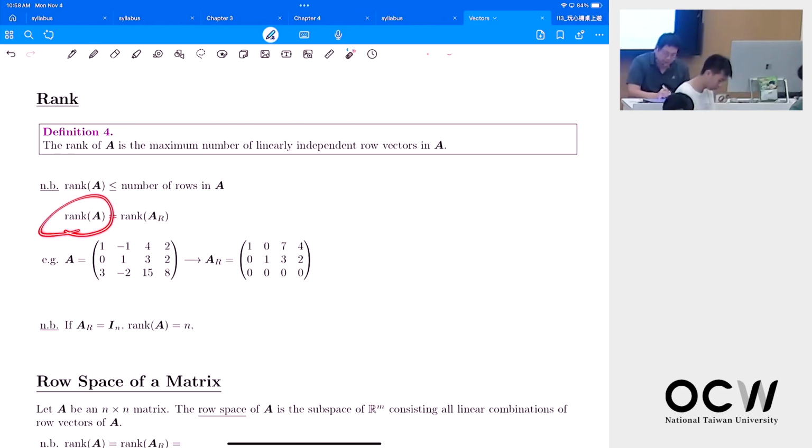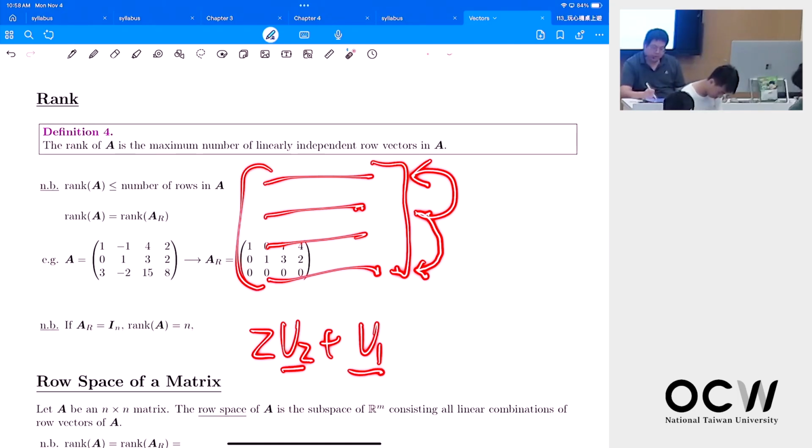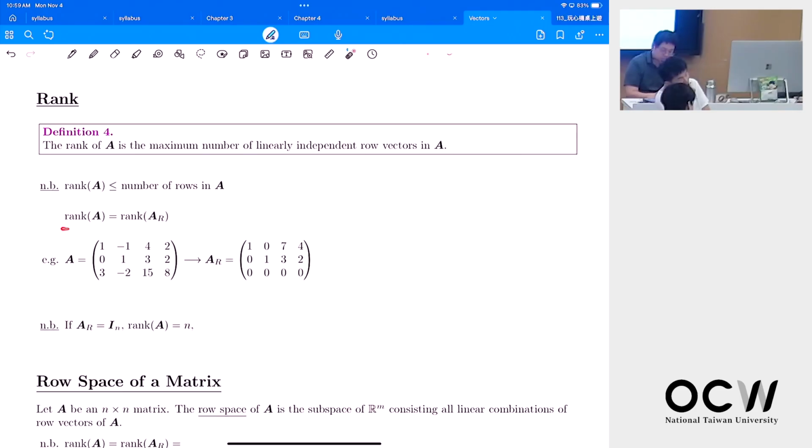And we said that the rank of A will be equal to the rank of the reduced matrix, because for the reduced matrix, they are doing the elementary row operations. When they do row operations, it is just like doing the linear combination, right? This times 2 and add it to the first row, or this just add to the 5th row, right? So it's like 2v2 plus v1, or 5v2 plus v4. They are doing the linear combination. Okay, so the rank should be the same.